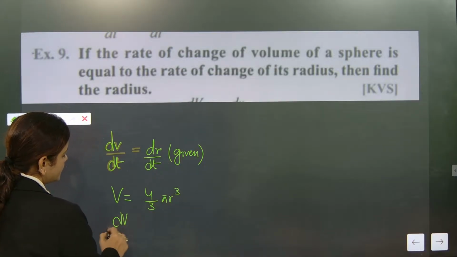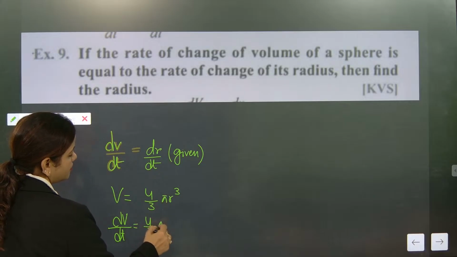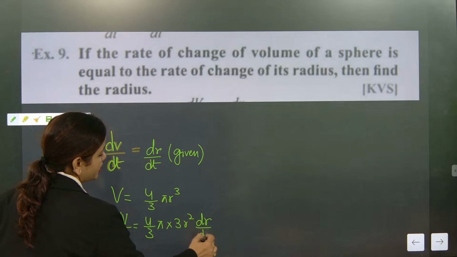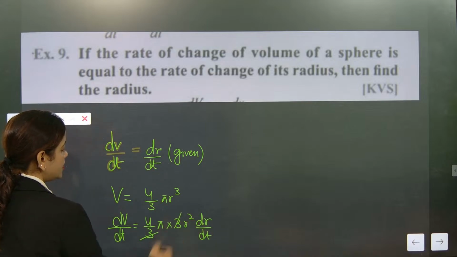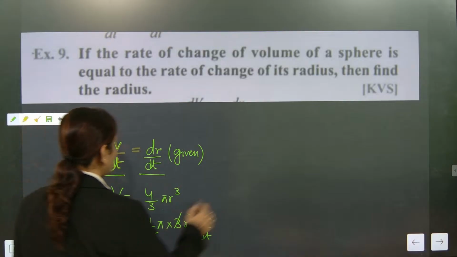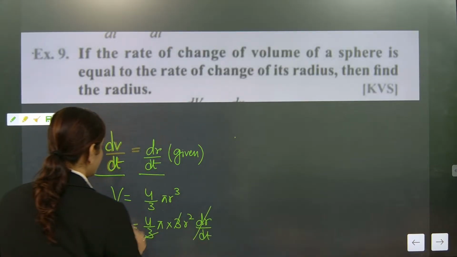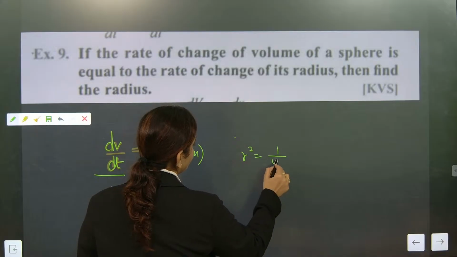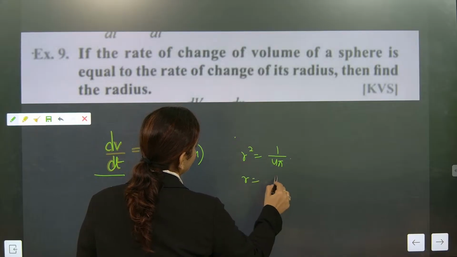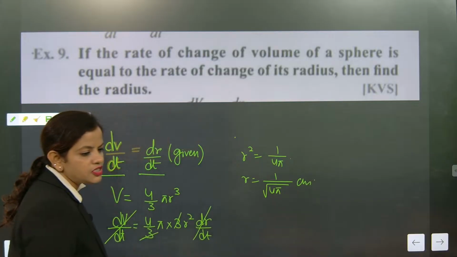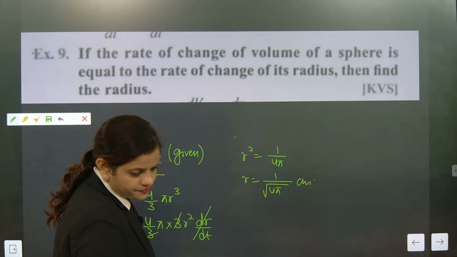Now we will differentiate: dV by dt is equal to 4 by 3 pi into 3r square dr by dt. Now 3 and 3 will get cancelled, since they have given this part equal to this part. So dV by dt, this and this will get cancelled. So r square is equal to 1 by 4 pi. So r will be root under 1 by 4 pi centimeter.